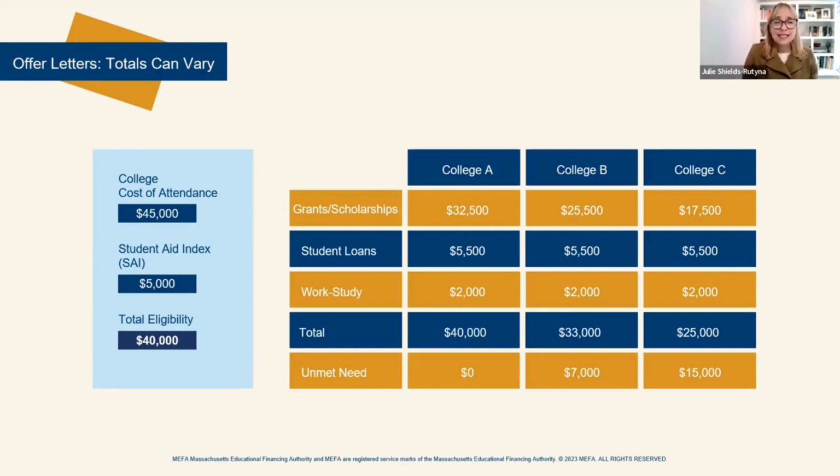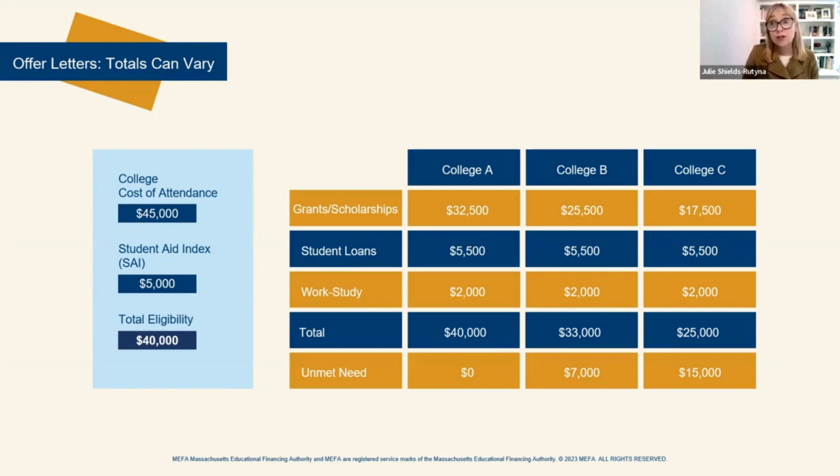So in this example, all three of these colleges have a cost of attendance of $45,000 to make it simple, and you have that student aid index of 5,000. So as a family, in this example, your eligibility for financial aid is $40,000, and you have financial aid offers from three colleges in front of you: College A, College B, and College C. So what did College A give you? They gave you a grant and a scholarship, some student loans, work study, and that totals $40,000. So College A met your full need as a family.